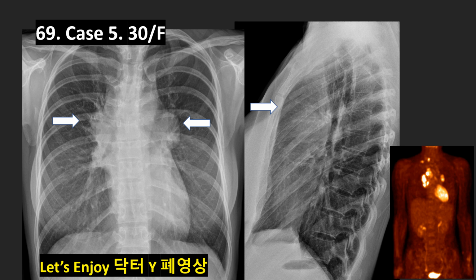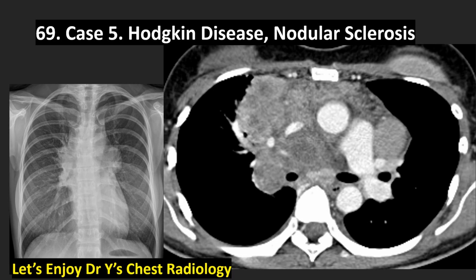30-year-old woman. Another bilateral mediastinal and hilar bulky mass. On the lateral film, we see the retrosternal obscuration. Axial CT scan shows us prevascular, right lower paratracheal, right hilar, and AP window lymph node enlargement. Conglomerated lymph node mass. It was proved as Hodgkin's disease of nodular sclerosis type.